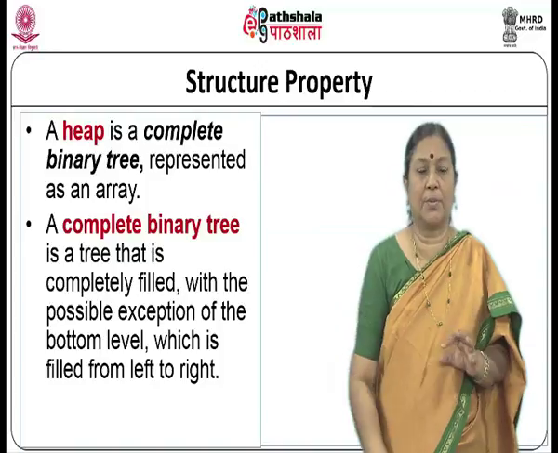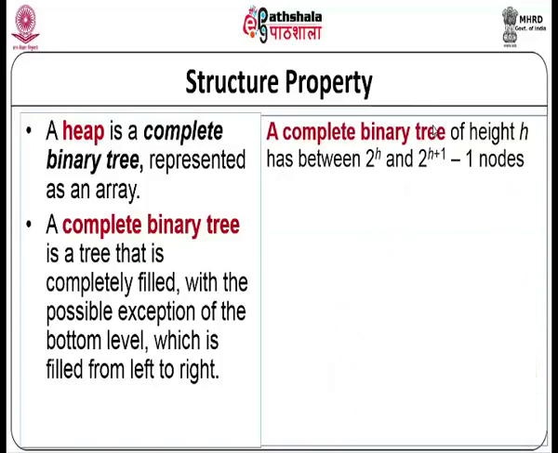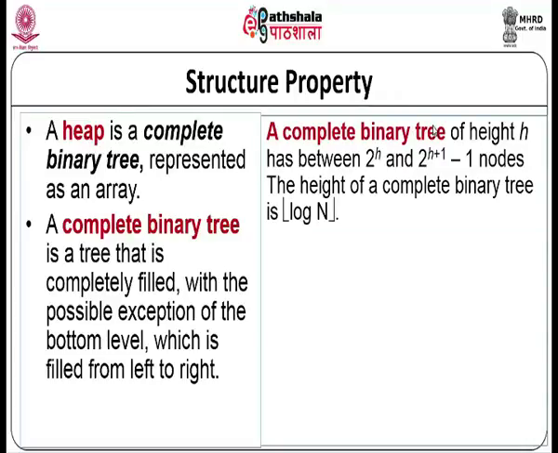So, this is called the structure property. What does this mean? A complete binary tree of height h has between 2^h and 2^(h+1) - 1 nodes. Again, these details we will be discussing later when we talk about trees without the condition of heap. And the height of a complete binary tree is of the order of log n.